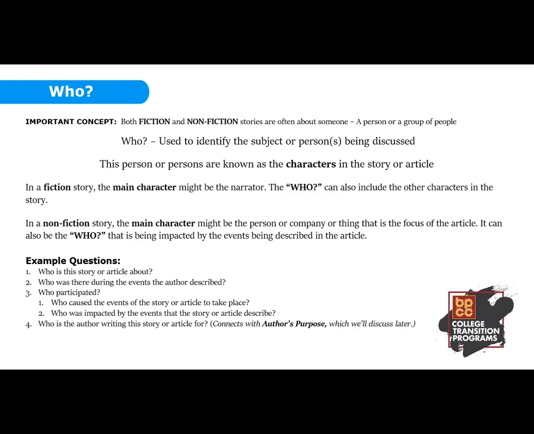So what types of questions are who questions? Who is this story or article about? Who was there when this story took place? Who participated? Who is the author writing this story or article for? For instance, if you were given an article about lumber, the lumber industry, who is that for? Probably people interested in the lumber industry. So who is it about? People.